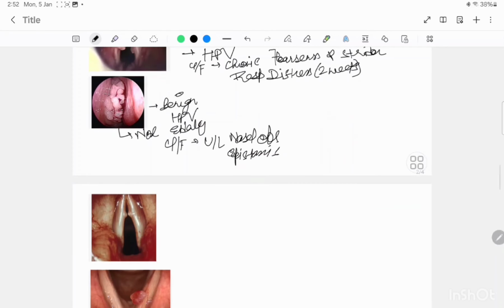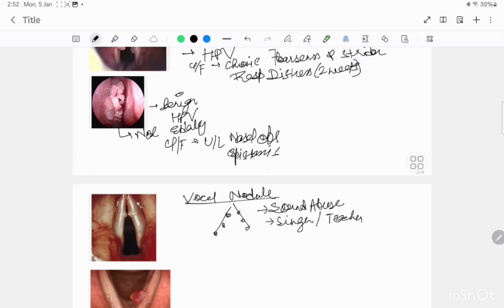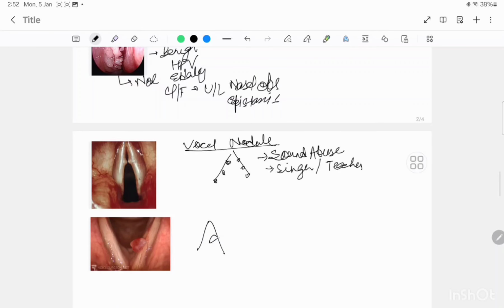So now this is vocal nodule. It forms in people who do sound abuse, like those who speak regularly in a loud voice, such as singers or teachers. Now this is vocal polyp.